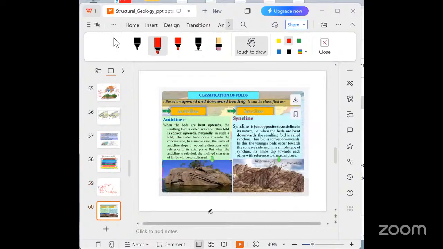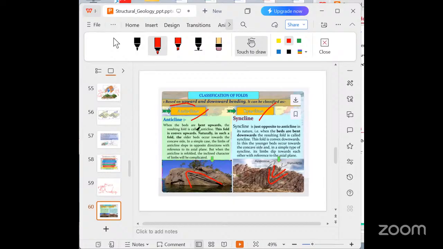You see here, this is the anticline. This is the real picture, right? You observe this one. This is the anticline, and this is the syncline. So you see here, based on upward and downward bending, it is classified as anticline and syncline.